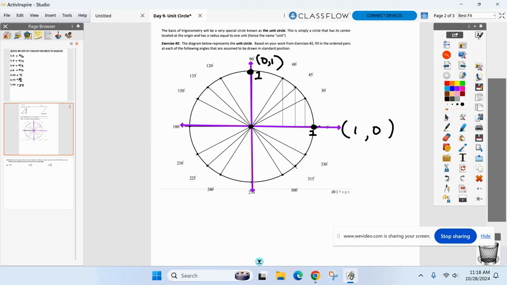All right, be careful here. This is what now? Negative. Not 1 anymore, negative 1. So what's at 180? Negative 1, 0. And then go down here at 270. What's this point down here? 0, negative 1, right? So that's 0, negative 1.